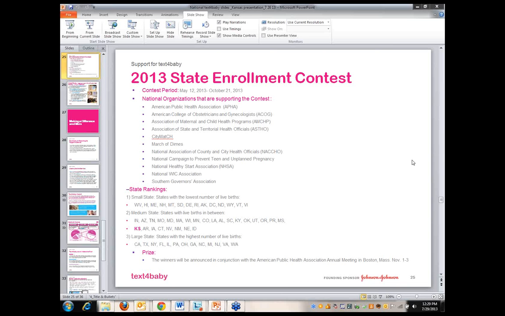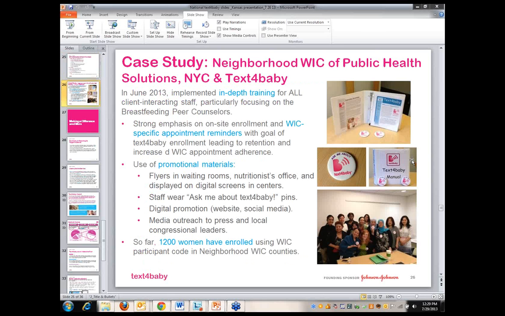And again, I'm here to support you, giving you ideas and the resources you need to promote. I focused on some ideas within the WIC community, where we've had a lot of success recently. In New York, the Neighborhood WIC of Public Health Solutions has really stepped up how they're promoting Text4baby. Many of our partners disseminate materials at events, in their clinics, at hospitals, and in a variety of settings.